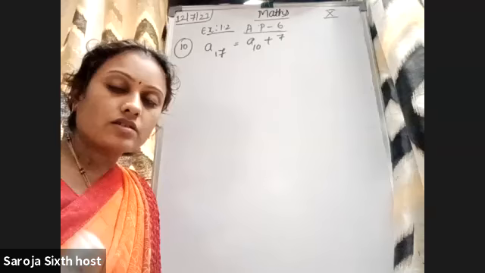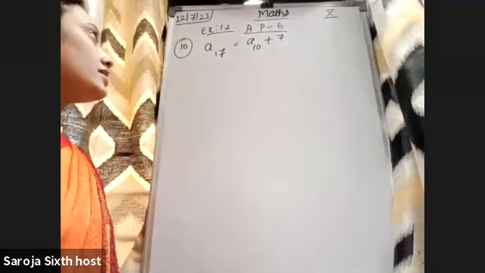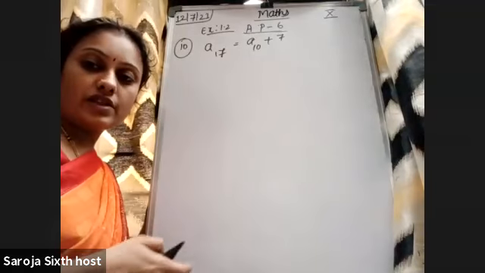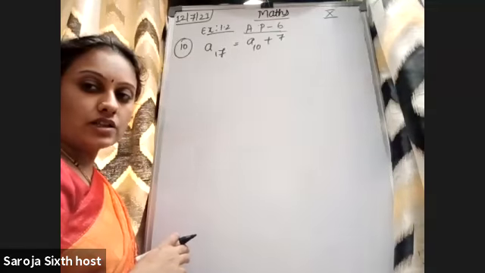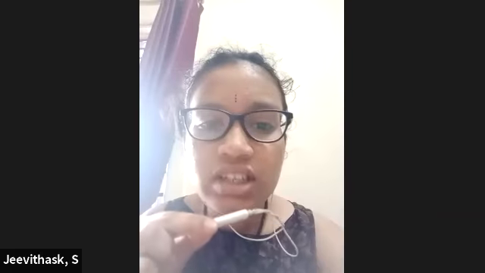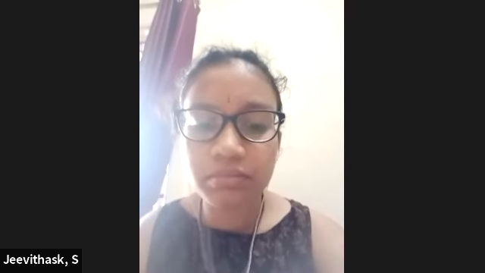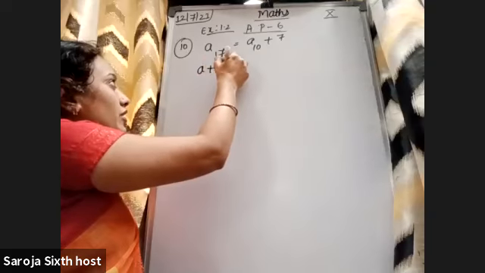Yes. Now, write this in the general form. Jivita, can you tell me? A17, how to write in the general form? A17 is equal to A plus 16D. A plus 16D. Very good.